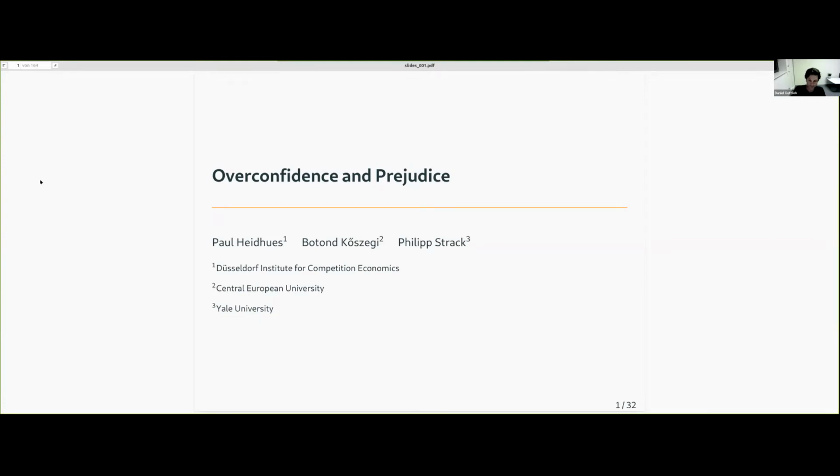Still muted. Maybe the mic? Philipp is not muted. There's something with the microphone. Yeah, I think there's something with the mic.